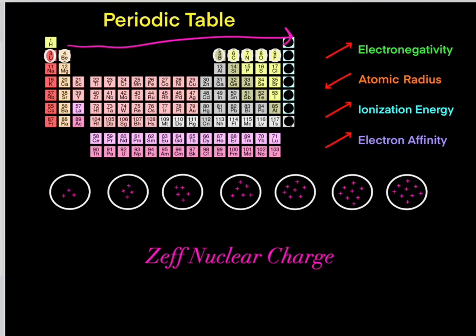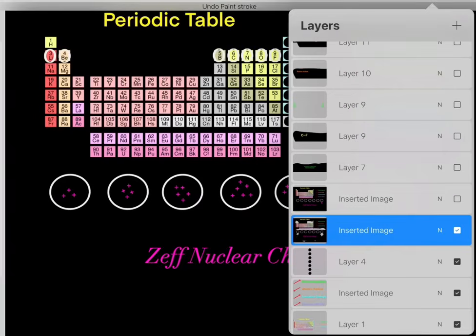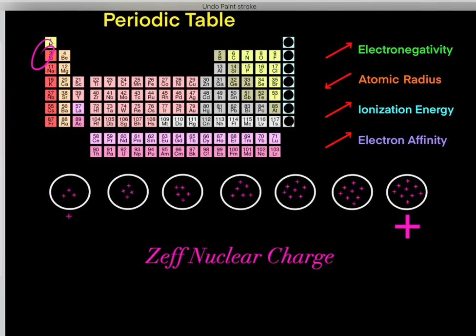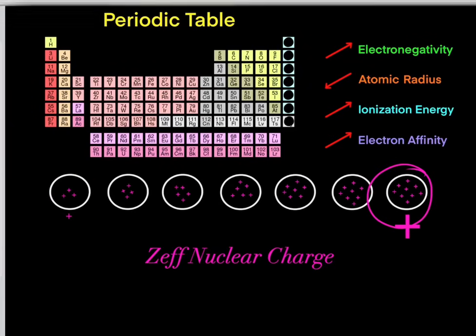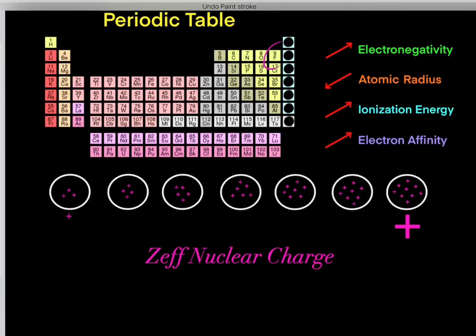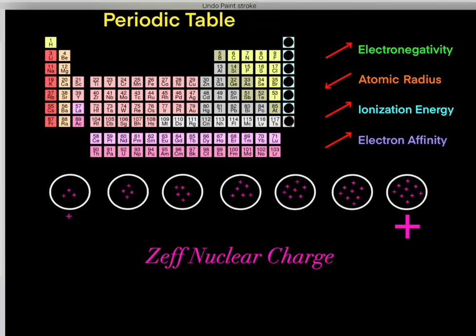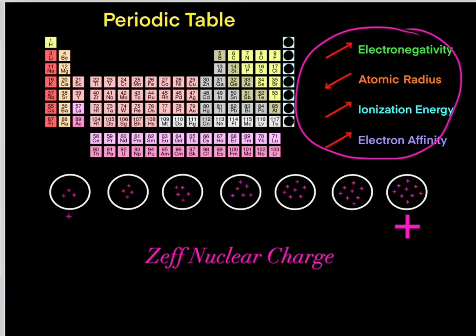So it makes sense that as we go to the right in the periodic table, these elements have a more positive Zeff nuclear charge. For example, comparing lithium to fluorine, we see that fluorine has a lot more of these positively charged protons. So it makes sense that fluorine is going to have a very positive Zeff nuclear charge. And this Zeff nuclear charge explains why we see all of these periodic table trends.